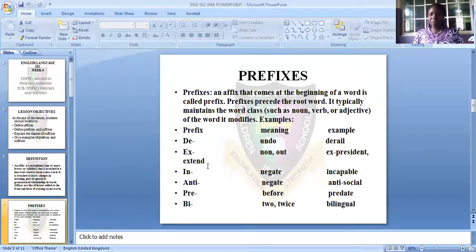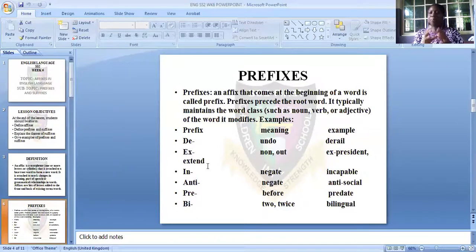Now, what are prefixes? I said earlier that an affix can be added at the beginning of the word. It can also be added at the end of the word. The particular affix that is added at the beginning of the word is what is known as a prefix. A prefix is an affix that comes at the beginning of the word. It is a group of letters that we add to the beginning of a word.